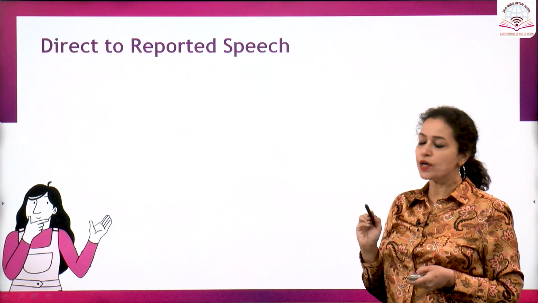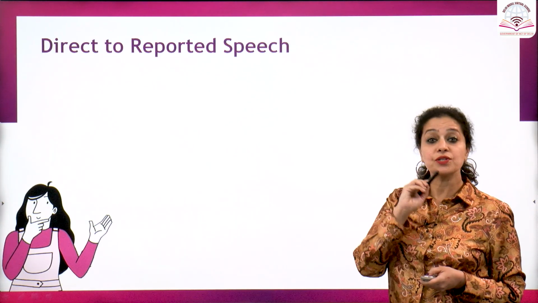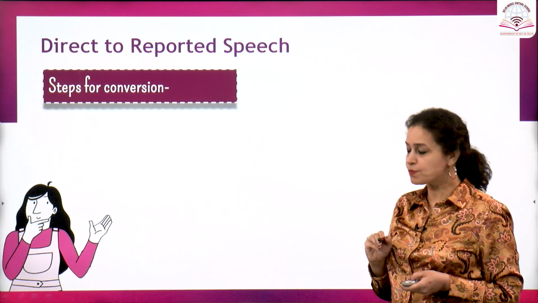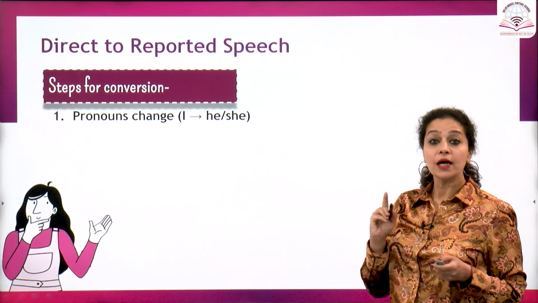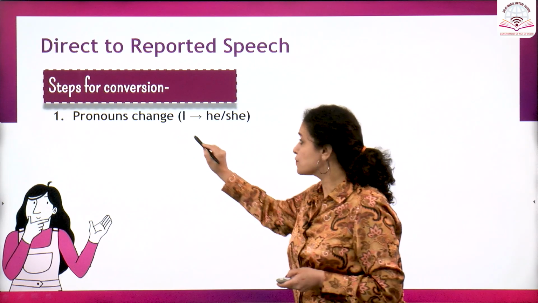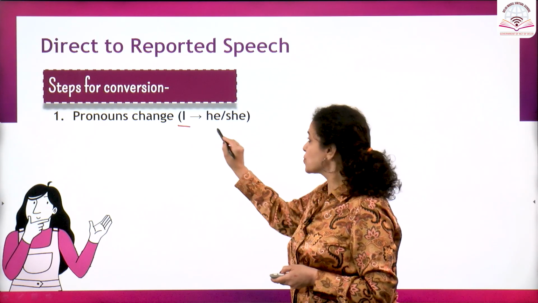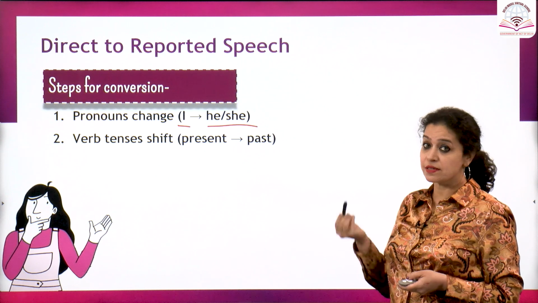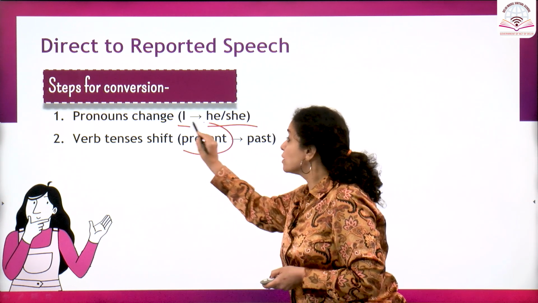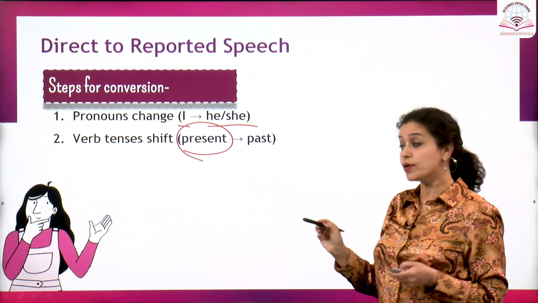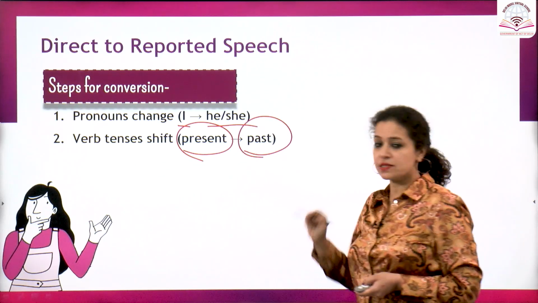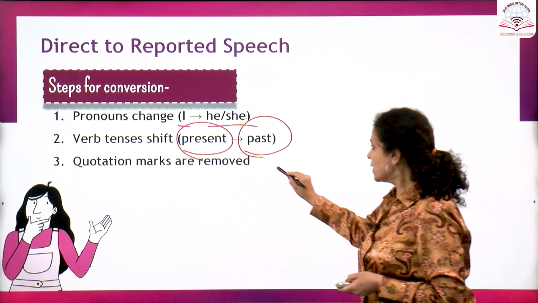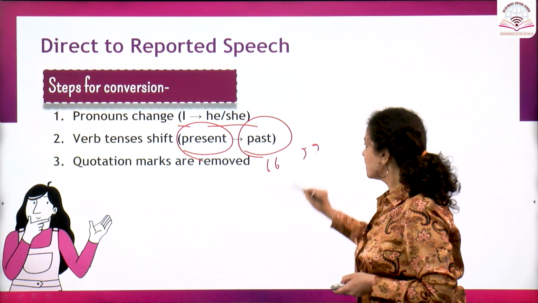Now, first of all, we are going to talk about how to change direct to reported speech. Let's have a look at the steps for conversion. First of all, there has to be a change in pronouns. For example, I changes to he or she. Second, verb tenses shift. For example, the present tense changes to its corresponding past tense. And third, the quotation marks that are there in direct speech are removed.